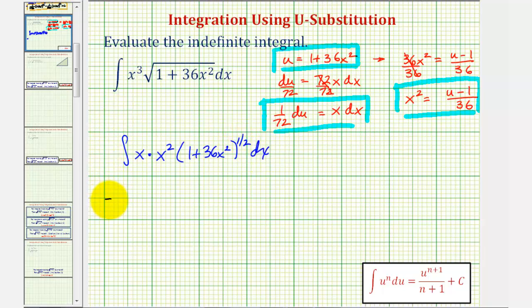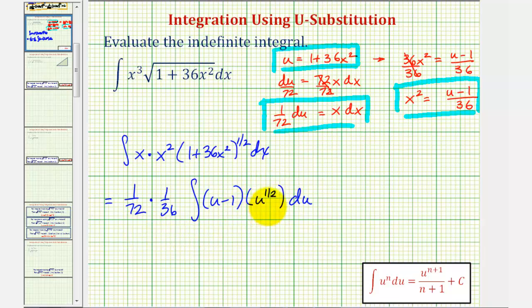So now, again, x dx is equal to 1 over 72 du. Let's factor out the 1 over 72. We have the integral, and then we have du. And then x squared, again, is equal to the quantity u minus 1 divided by 36. Let's factor out the 1/36th, so we can have 1/36 times the quantity u minus 1. And then we have the quantity 1 plus 36x squared, which is equal to u raised to the 1/2 power.